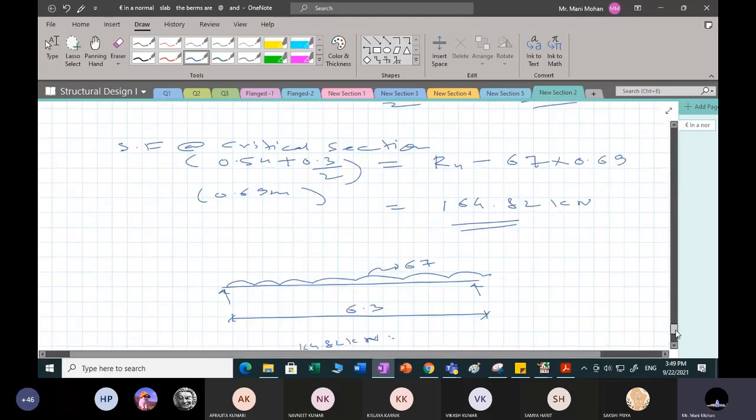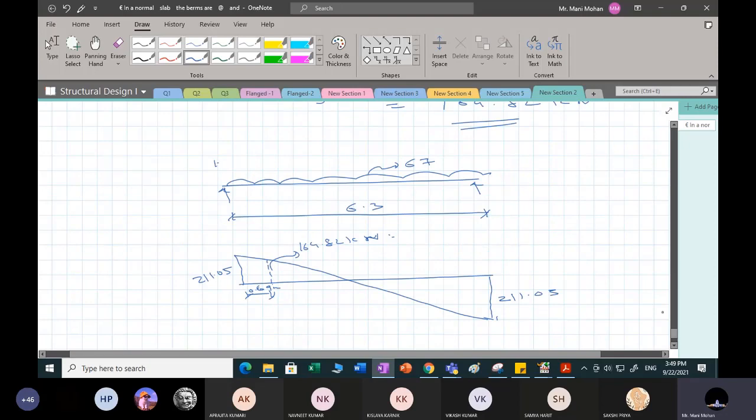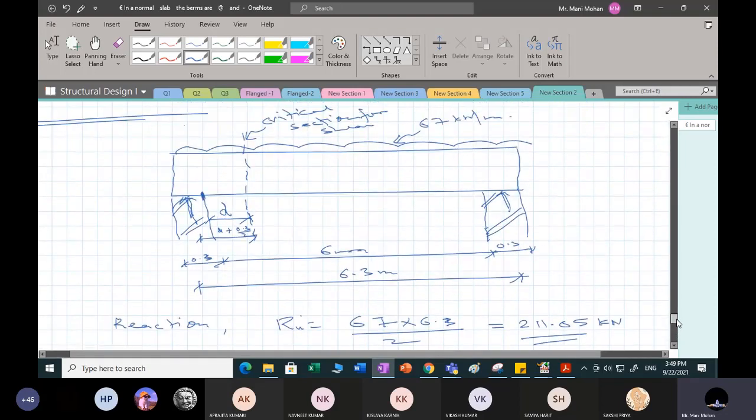Now it has been mentioned. Please see that 1.1 meter, so curtailment is done. What exactly are you doing? You have reinforcing bar, and you are doing the curtailment. At what distance? From the center line, you are curtailing the bar at a distance of 1.1 meter.